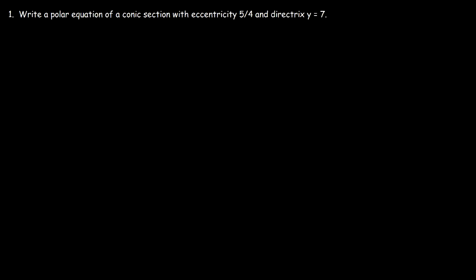So now that you know how to sketch a polar equation, you need to be able to write them given certain information. So let's start with this problem. Write a polar equation of a conic section with eccentricity 5 over 4 and directrix y equals 7. So let's plot the directrix first. So let's say this is y equals 7.